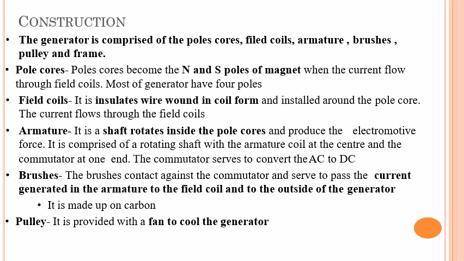The commutator serves to convert AC to DC. Next, the brushes pass the current generated in the armature to the field coil and to the outside of the generator. They are mainly made of carbon. And to cool the generator, a fan arrangement is kept, which is known as the pulley.